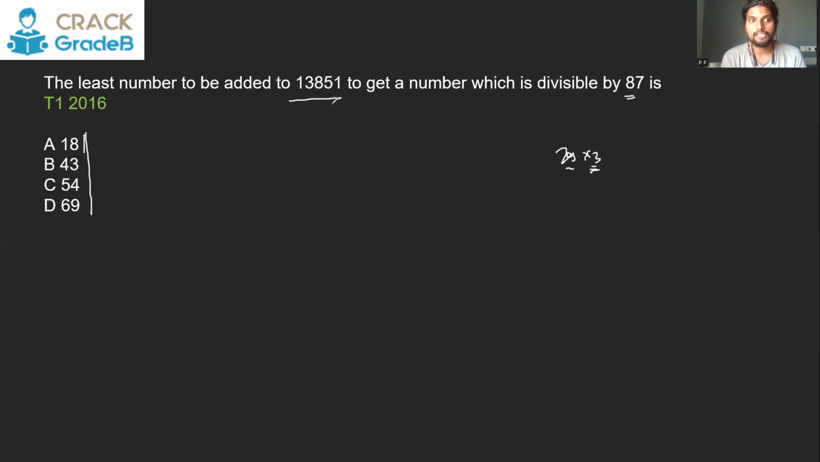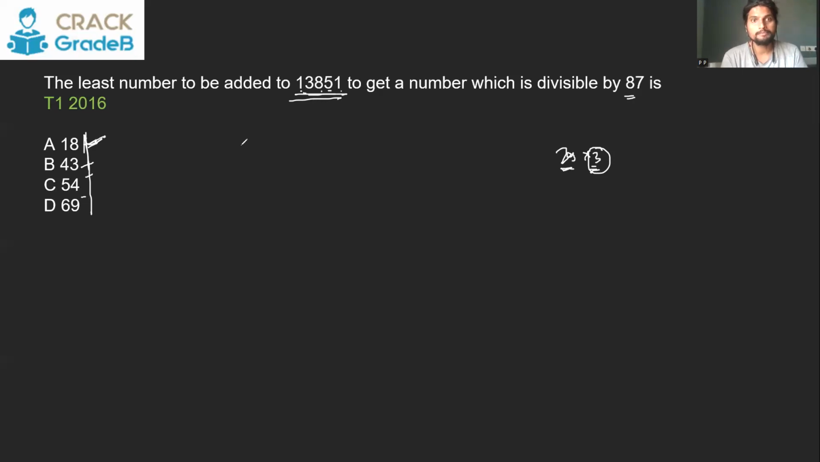So what is the divisibility of 3? 3 means sum of digits. So 3, 5 plus 1, this number is already divisible by 3. So whatever you are adding into it should be a multiple of 3. In this case, all 4 options are multiples of 3. That means by adding which number out of the 4 options does your answer become a multiple of 29? For that, you need to know the table of 29 as well.